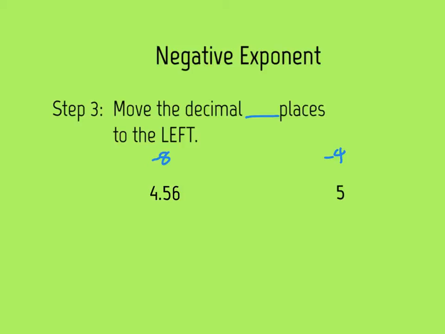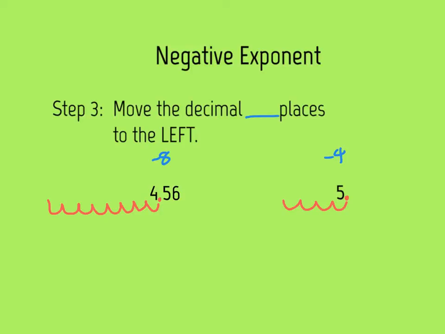For step 3, I'm going to move the decimal however many places to the left that my exponent was. So you see I've written this in. Here we have -8, here we have -4. When you're doing the problem, I always recommend you write that number above your number so you know how many places you're moving. So I'm going to start, and I'm going to go 8 to the left. 1, 2, 3, 4, 5, 6, 7, 8. I'm going to do the same thing for my 5, but I'm going 4. 1, 2, 3, 4.